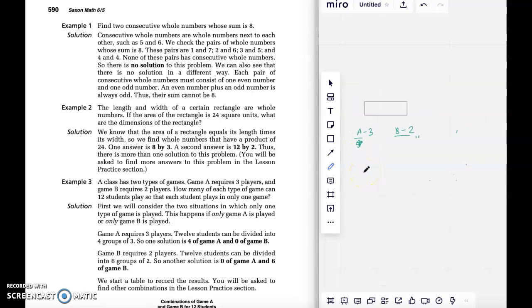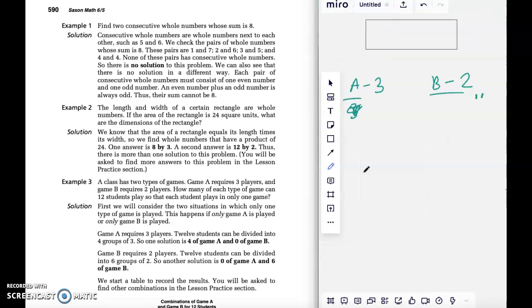So if only game A is played, then we know that we can have 4 of game A. So we can have 4 groups of 3. We're going to say 4 groups playing game A, because 4 times 3 is 12, and there's 12 total. For game B, if nobody else is playing this game, then you can have 6 groups of 2, because then that would be 12.